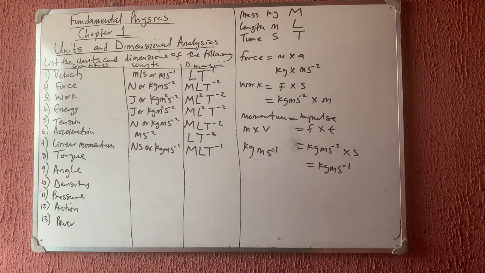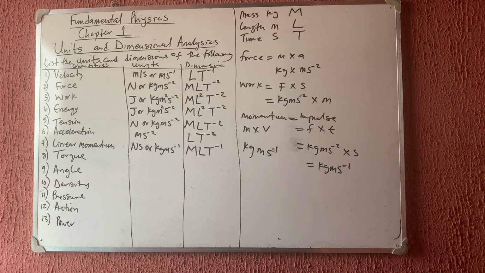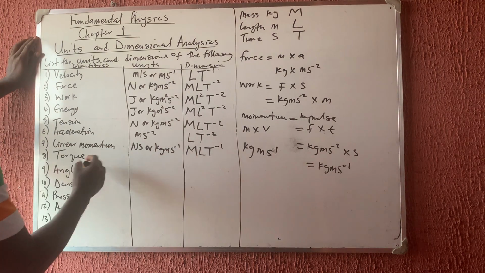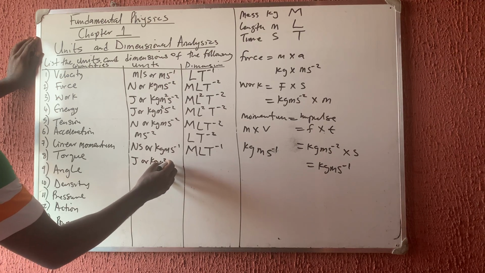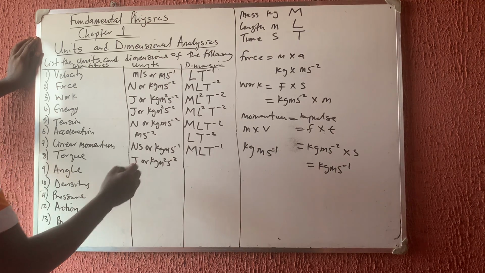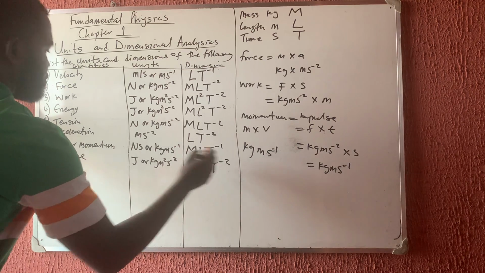So the next one you look at is torque. Torque is the force times the perpendicular distance. So force times distance is your torque. So torque is the same thing as work. Work and torque are the same unit and the same dimension. So it is measured in joule, or you say kg meter square per second square, which will give you ML2 T minus 2.